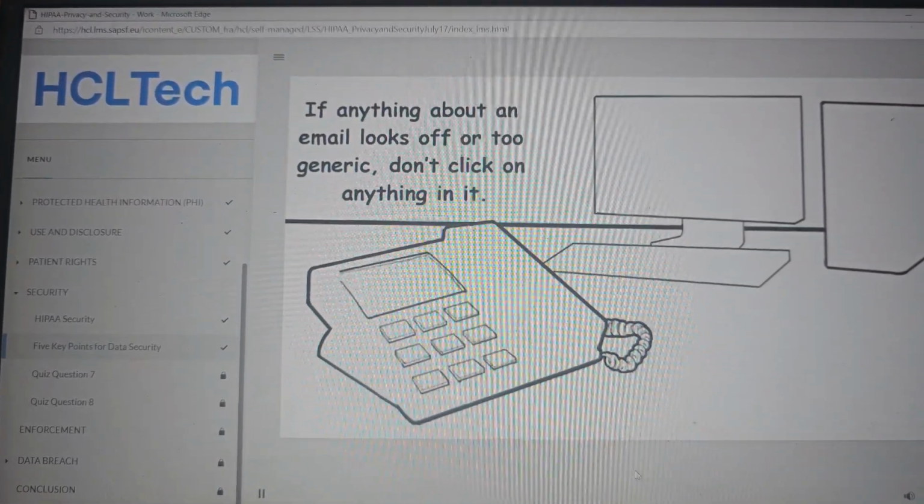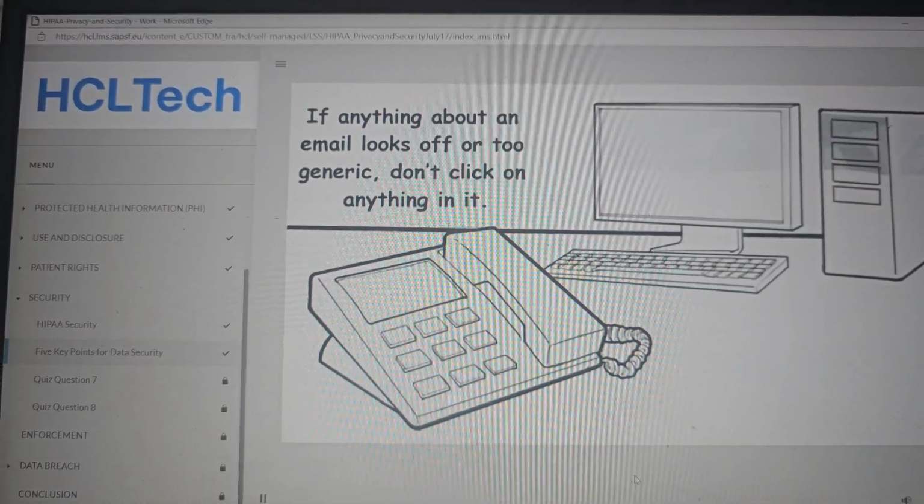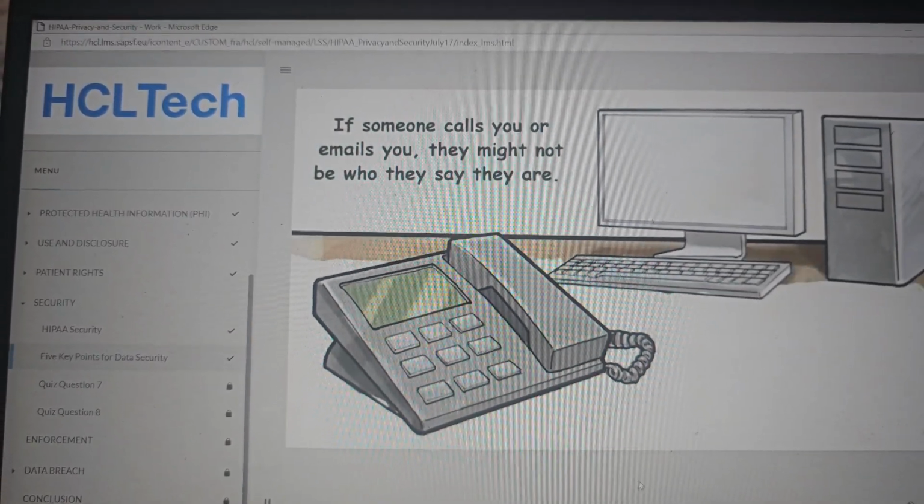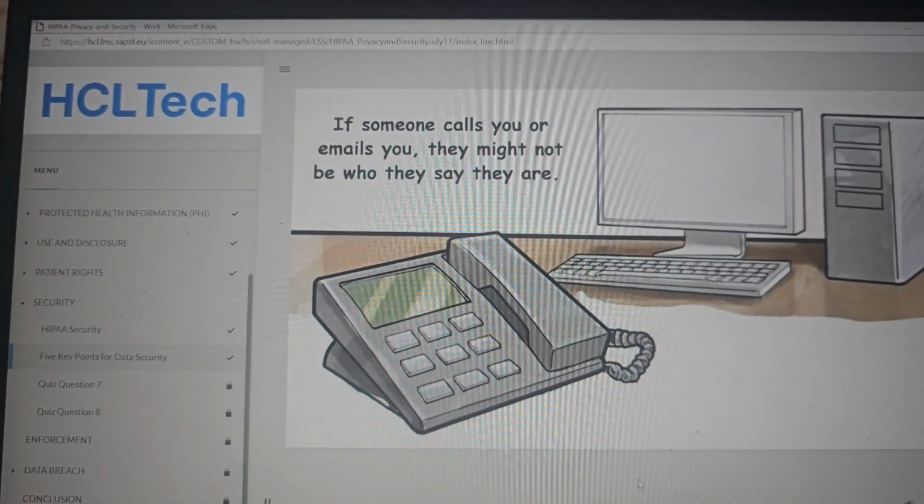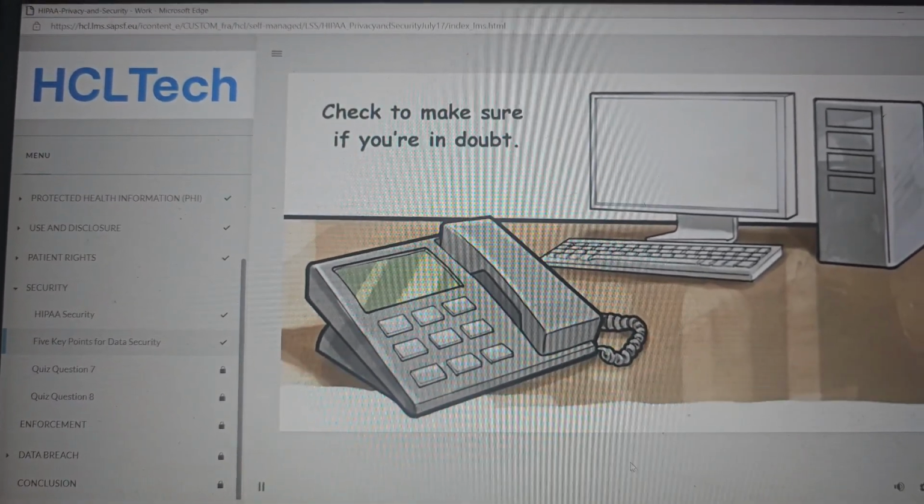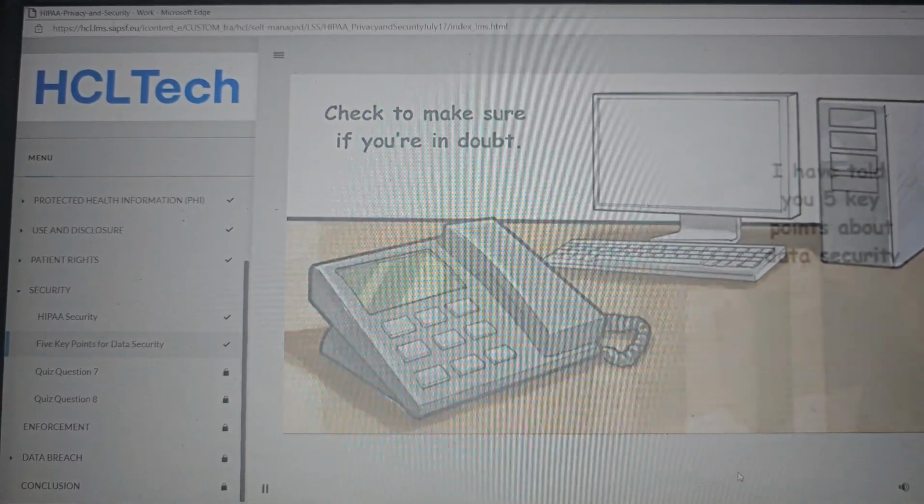If anything about an email looks off or too generic, don't click on anything in it. If someone calls or emails you, they might not be who they say they are. Be suspicious. Check to make sure if you're in doubt.